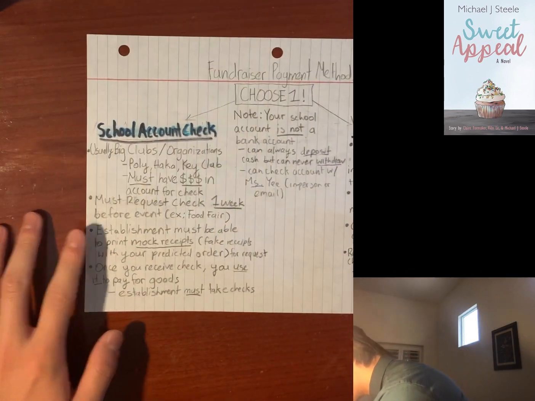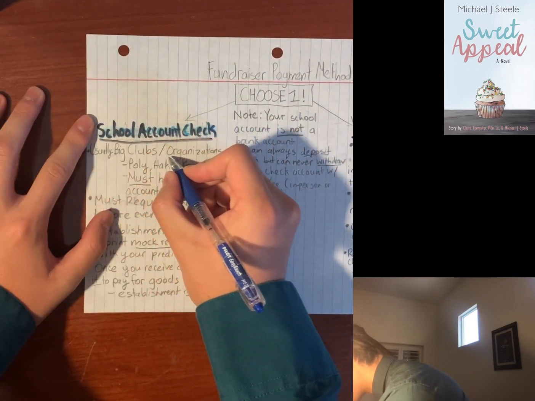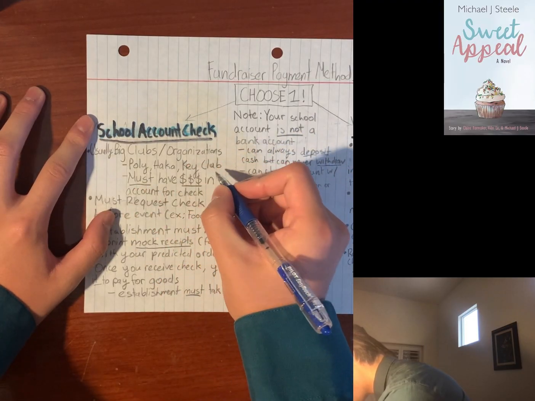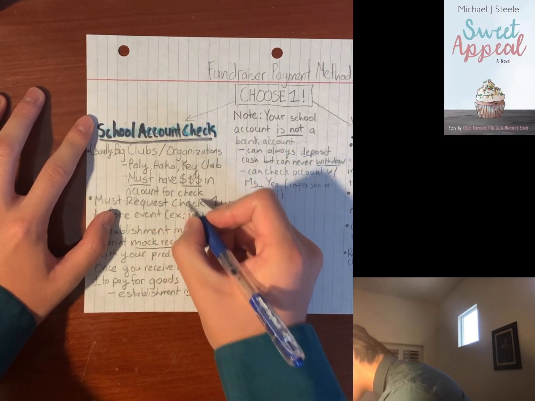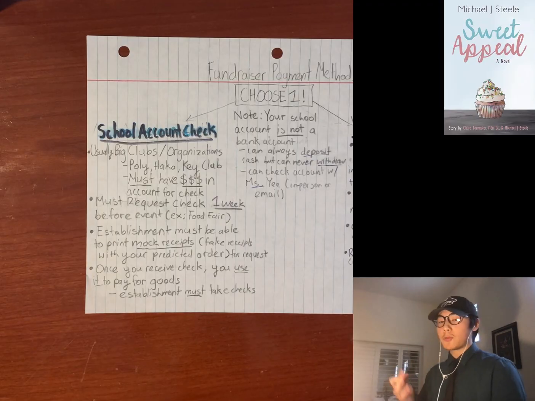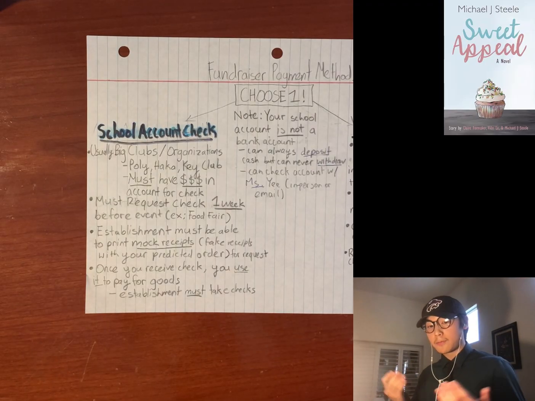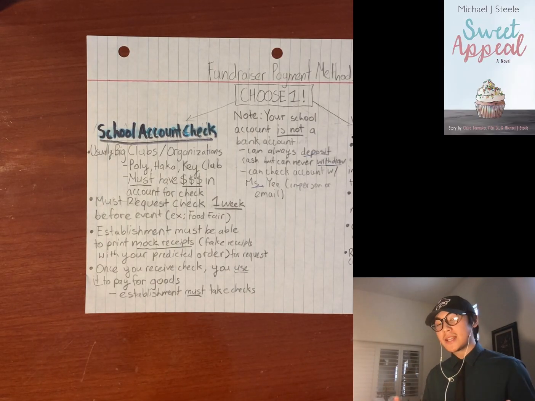The first one is requesting a school account check. This is usually done by really big clubs or organizations like Poly, Haka, or Key Club. And the reason why is you have to have money in your account for your check. Most clubs on campus probably don't have that much money, but really big ones like Poly and Haka do have a lot of money because they've been around for a very long time. And you have to have money in your account because that is what you are using to pay for the goods that you are selling at food fare.